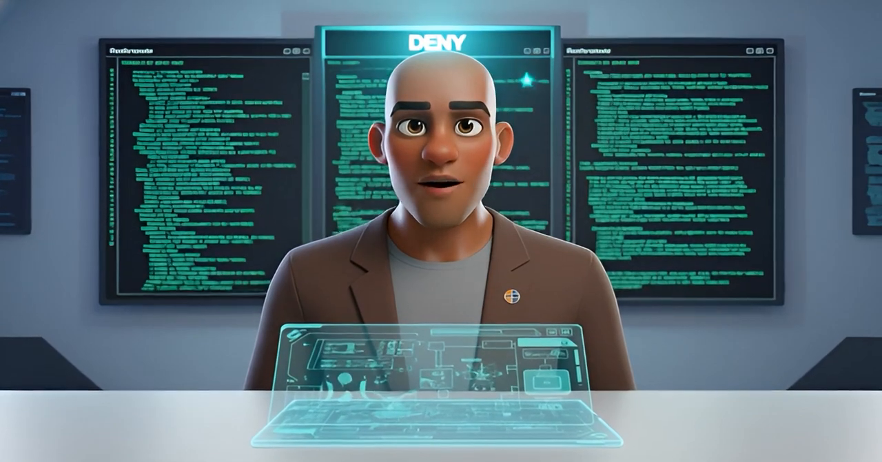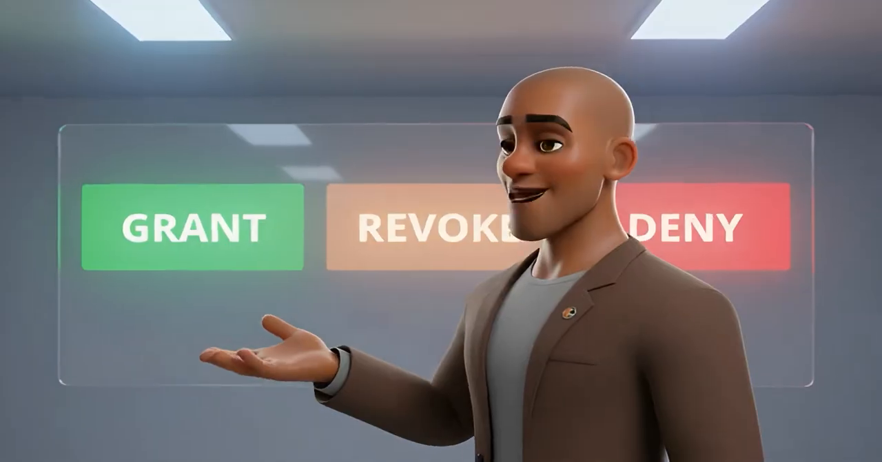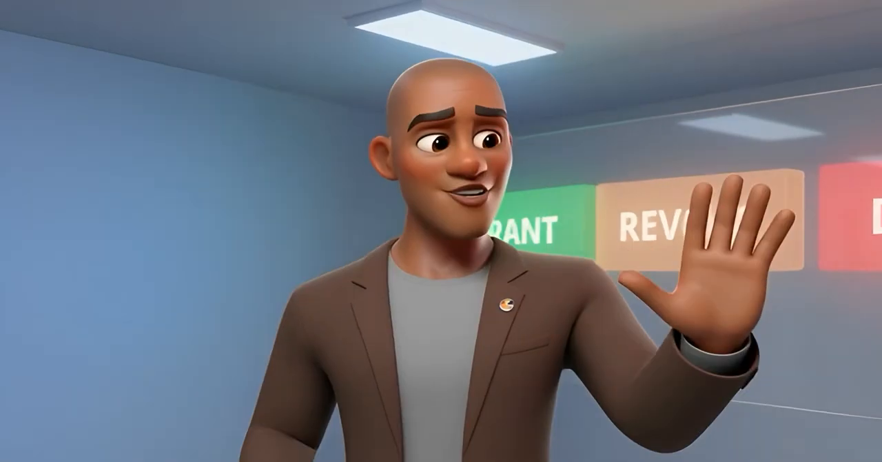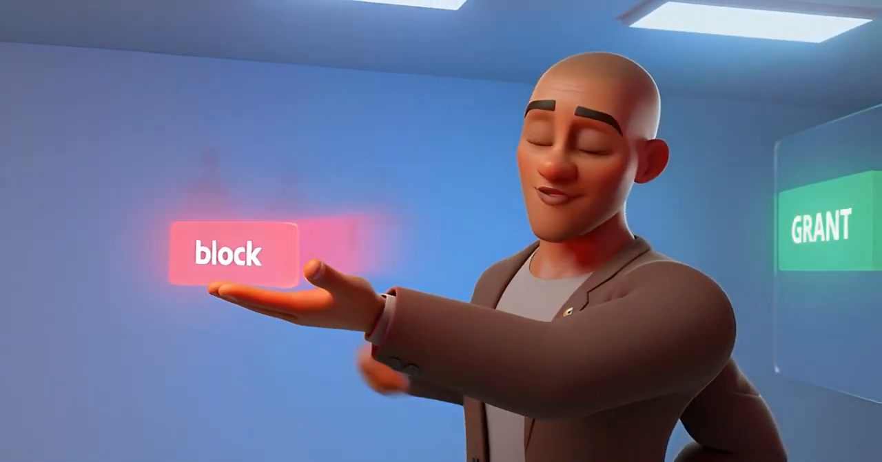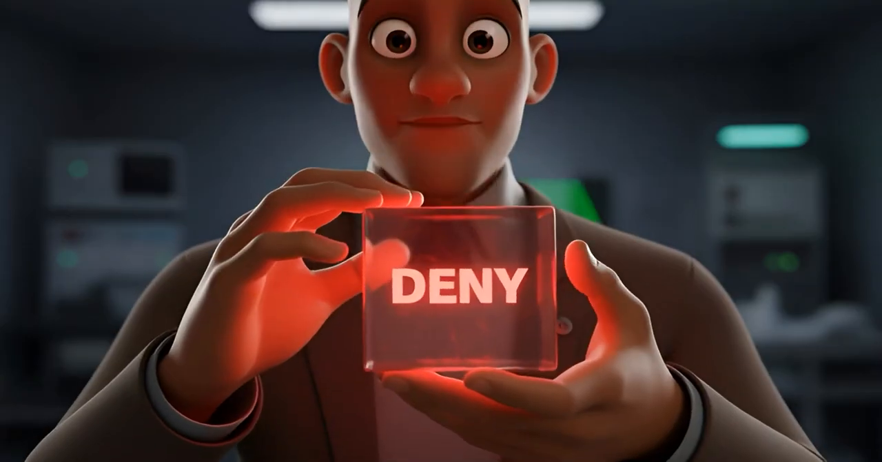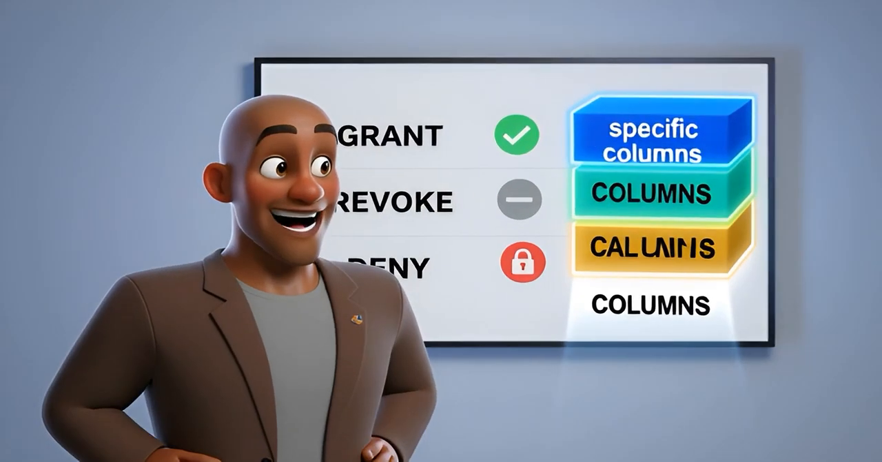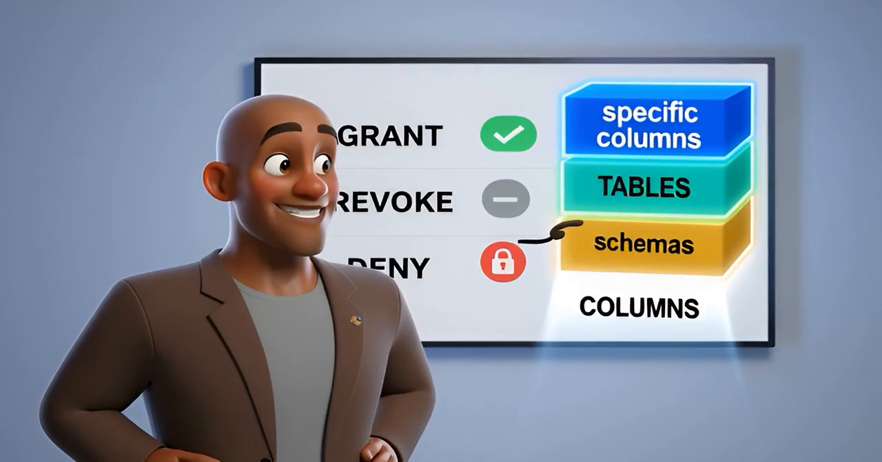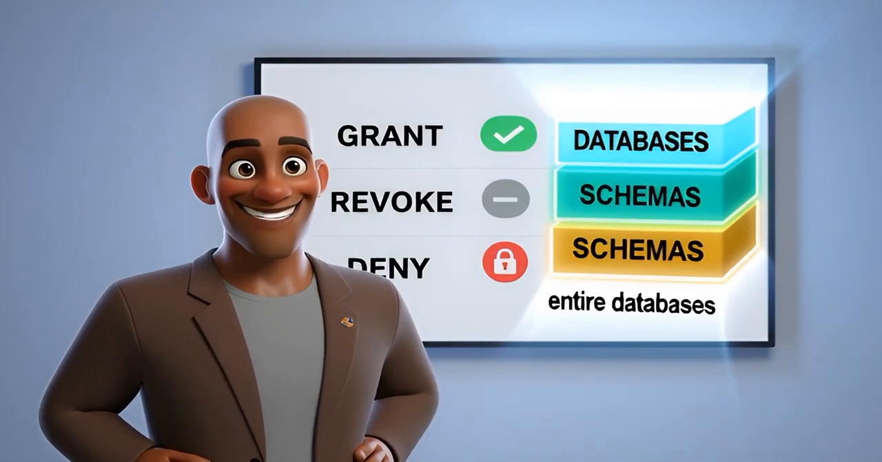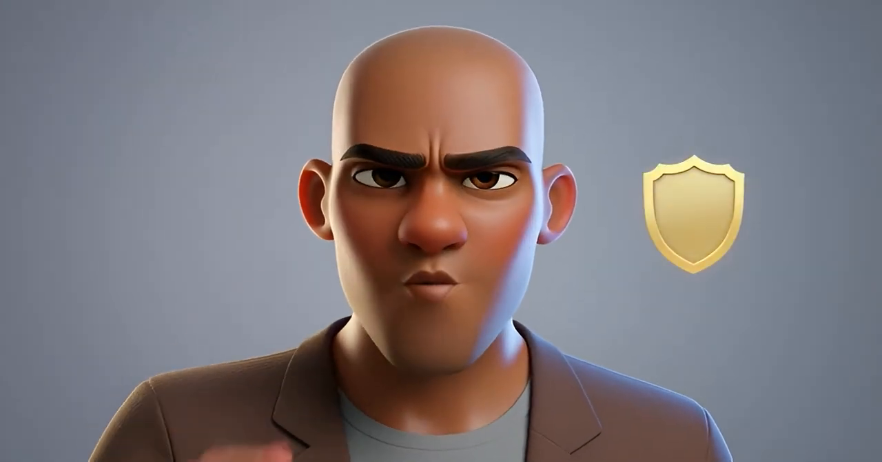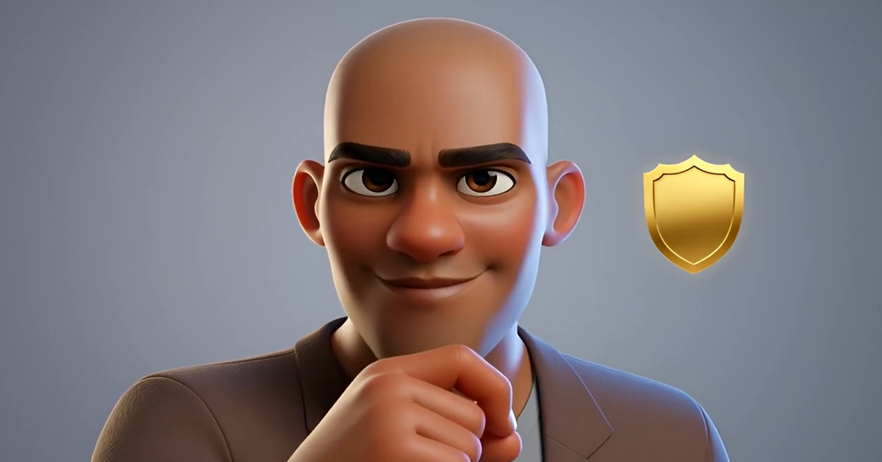This deny override behavior is critical to understand. It means you can use DENY as a precision tool to block specific users from specific objects, even when their role gives them broader access. Permissions can be applied at different levels: on specific columns, tables, schemas, or entire databases. The more granular you get, the more precise your security becomes.